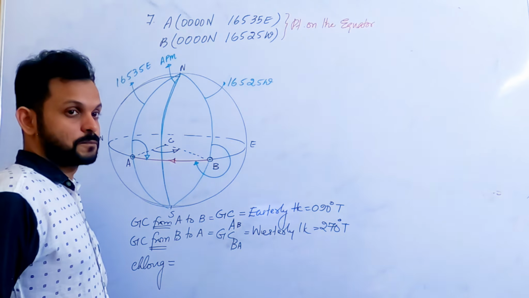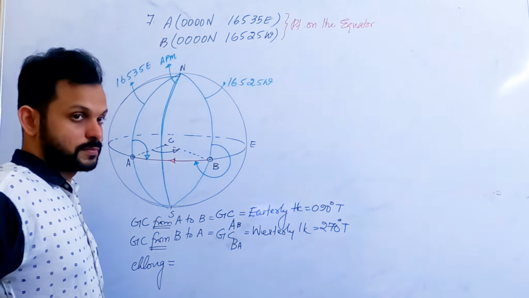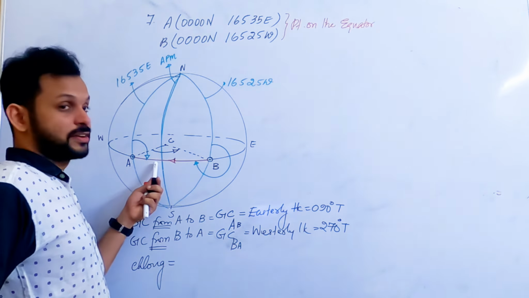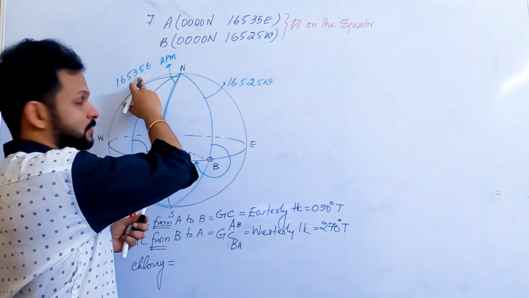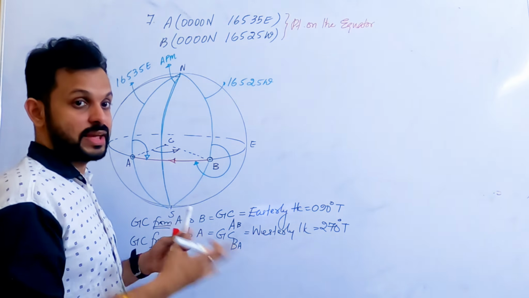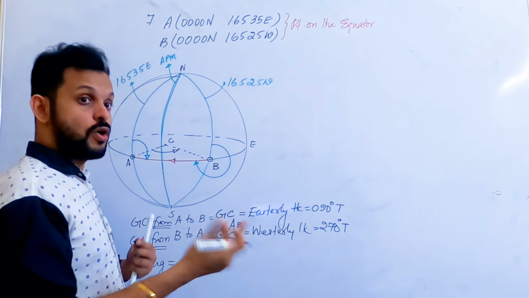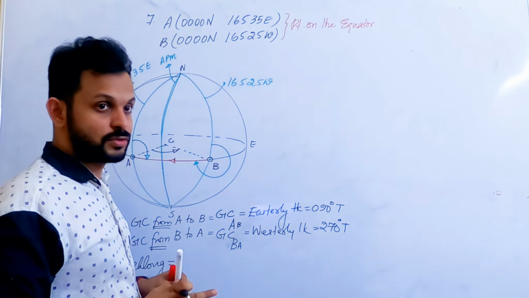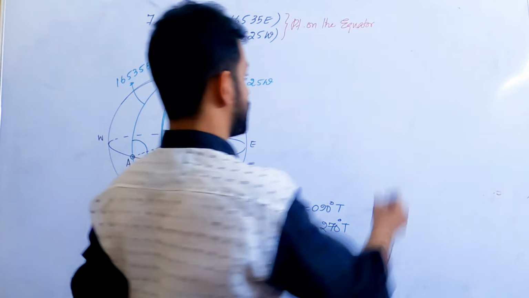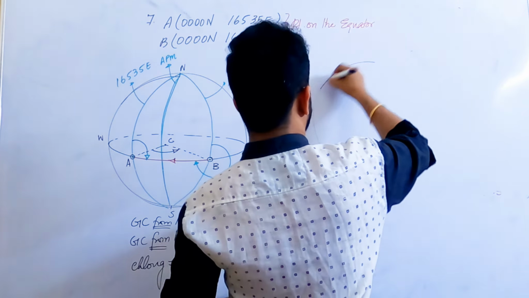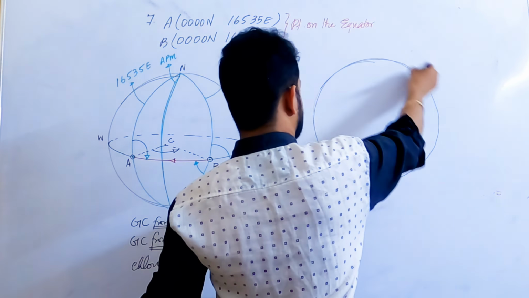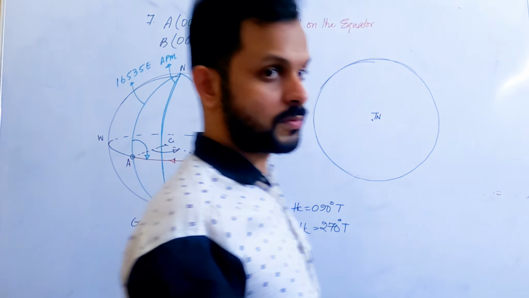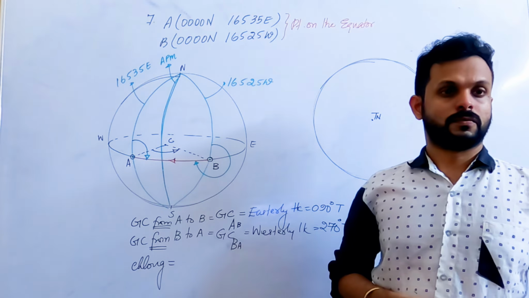Or we can see that from A to the prime meridian, the change in longitude plus the change in longitude from prime meridian to point B. So basically you can subtract 165.35 from 180 and 165.25 from 180 and add those two. Or you can add these two together and subtract it from 360 degrees. Both are correct, but it's simpler. So before we do that, let's look at the top view. Will top view help? Yes, it will also help.